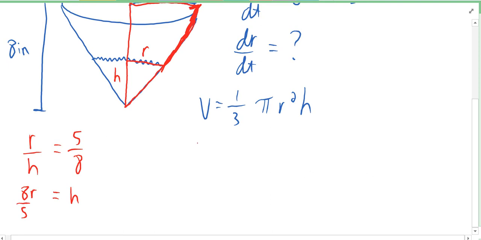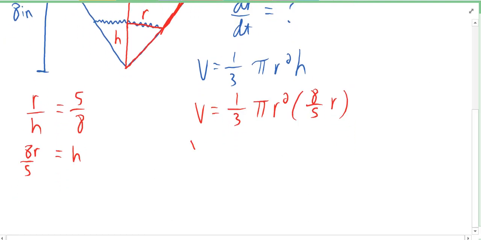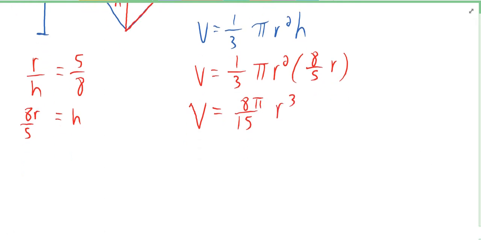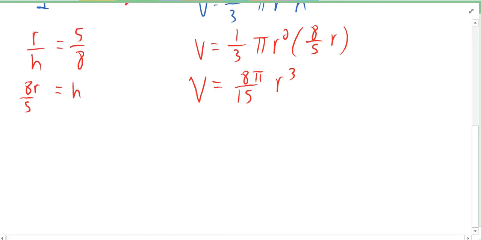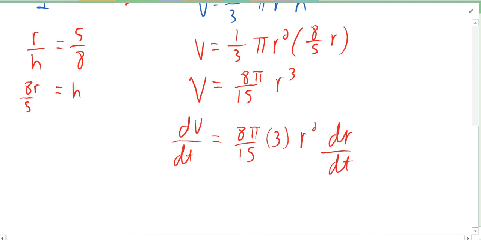So that means the volume is going to become 1/3 pi r squared times 8/5 r. And we're going to simplify this. When you put all that together, the 8/5 is times the 1/3, so that becomes 8/15. There's a pi in there, so put that up top, and then it's just r cubed. And this ends up being really easy to derive. When we derive it, we're going to get dV/dt on the left, which is equal to 8 pi over 15 times 3, which the 3 is going to cancel with that denominator, times r squared times dr/dt.